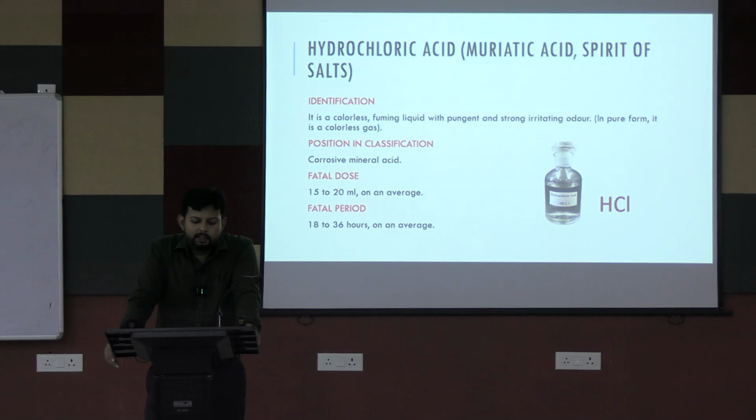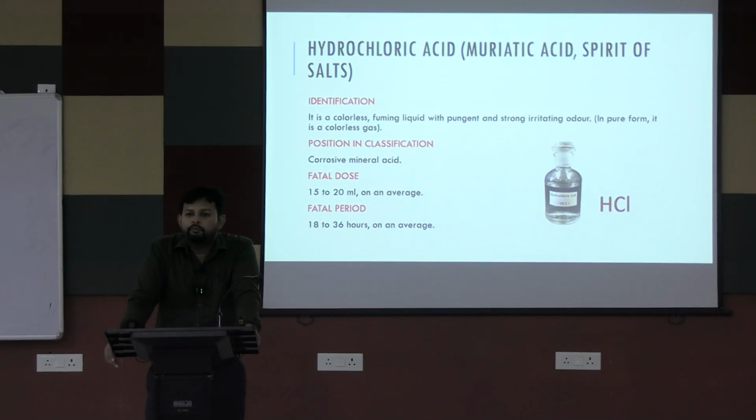In pure form it is a colorless gas. Pure form is mostly volatile, so we will not get it; normally we get it in a liquid form. So it is a colorless fuming liquid with pungent and strong irritating odor. That you will write in the identification part. Position is the same, corrosive mineral acid.